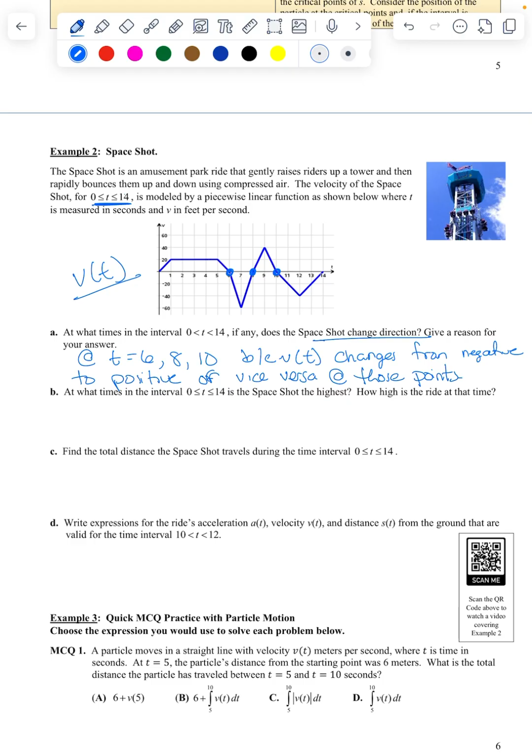At what time in the interval between 0 and 14 is the space shot the highest?